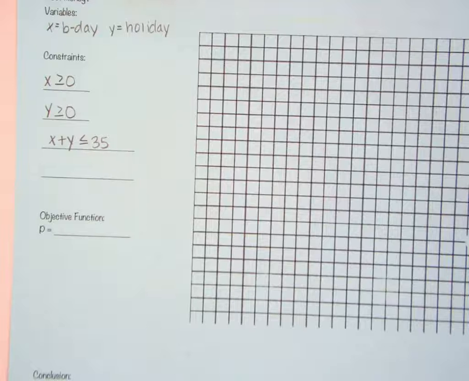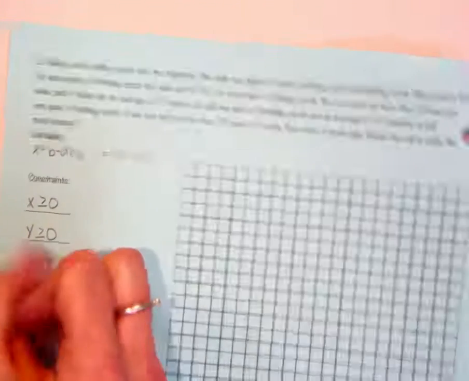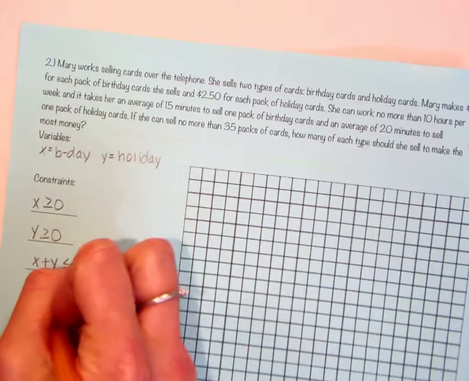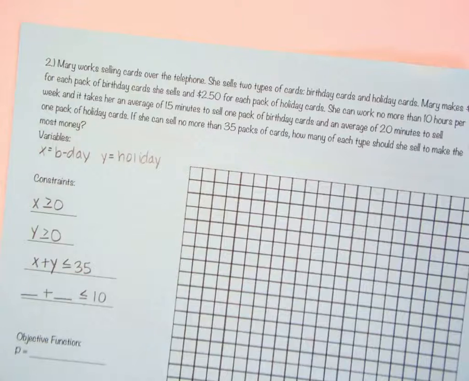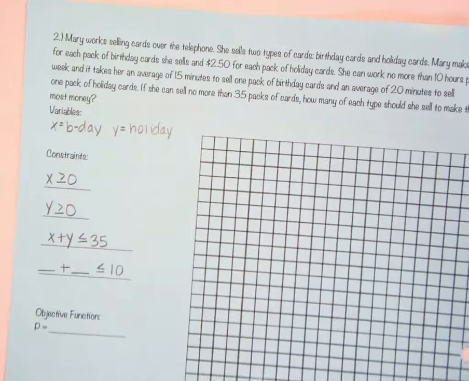Okay? Jasmine, what was the other restriction in this problem? So you don't have to give me the inequality, just give me the other restriction that we have. She can only work 10 hours per week. Okay, so then we want to say something about birthday cards plus something about holiday cards has to be less than or equal to 10 hours. That's the maximum amount of time she has to work.